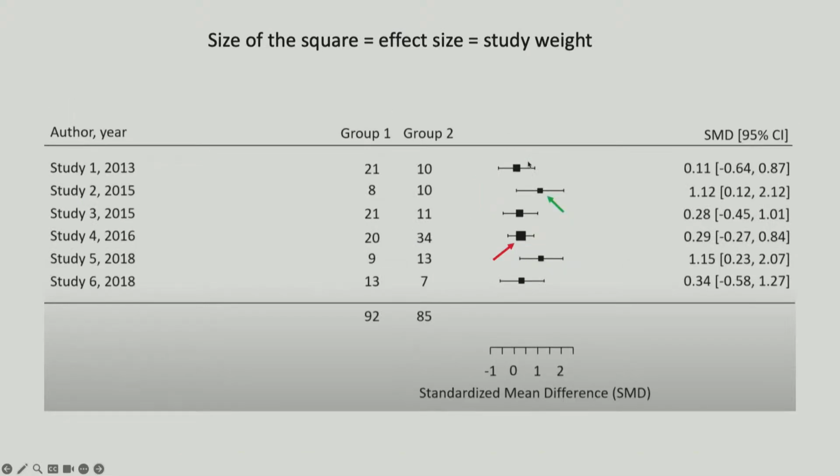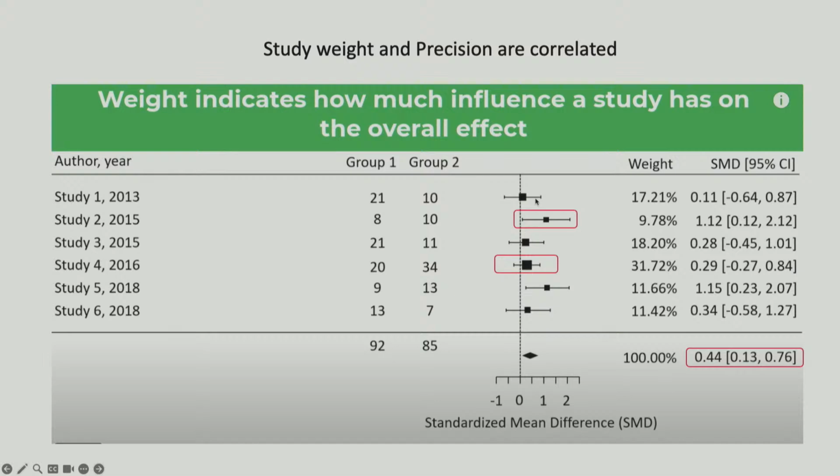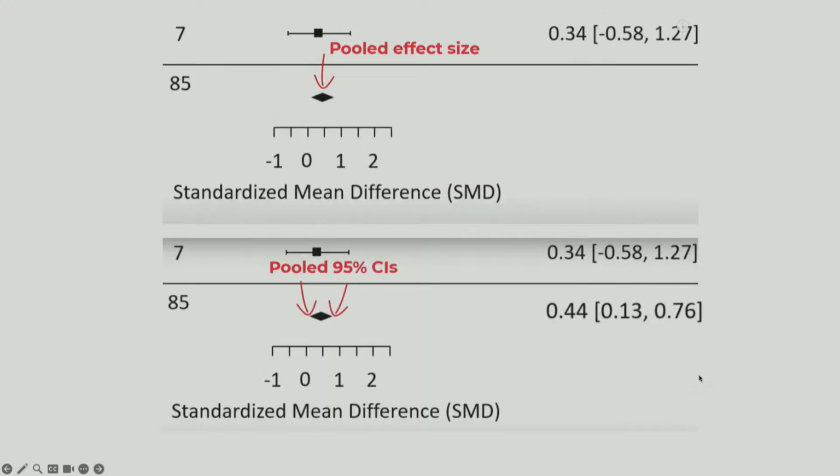Now, as I mentioned, the size of the square is equal to the study weight. If you see this box, this has a bigger study weight, and this smaller box has a smaller study weight. Very simple. Now coming again to study weight and precision, they are correlated. The higher the weight, the bigger the precision. So of these two studies, one has good precision and one has small precision. And this is the final effect, the final outcome that we are interested in. This is the overall outcome that we are going to represent when we present the results.